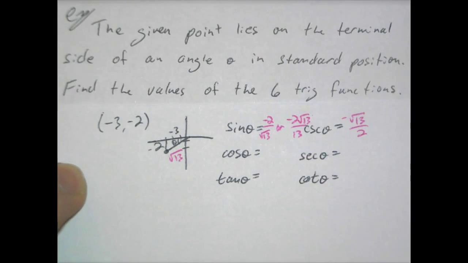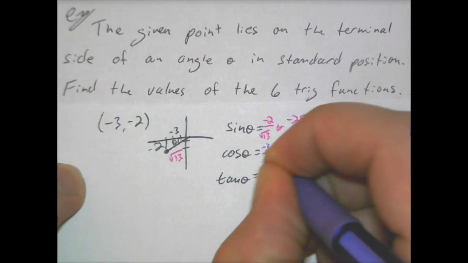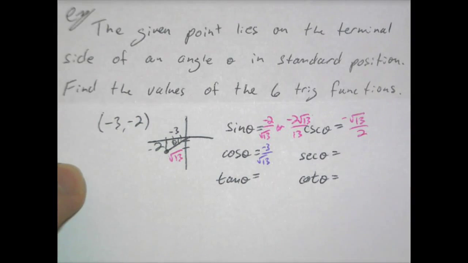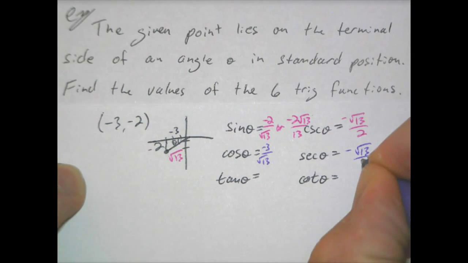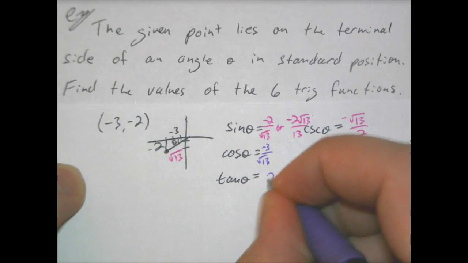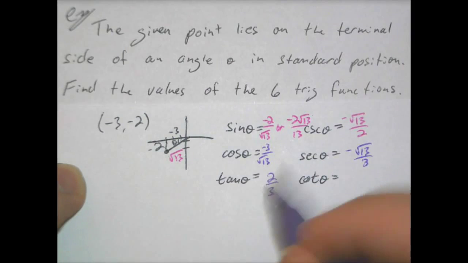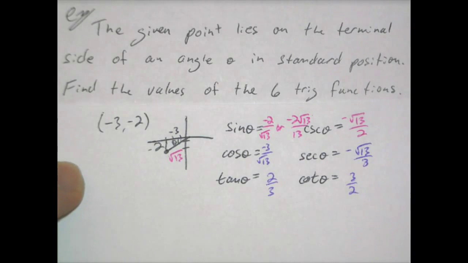Cosine, I have adjacent over hypotenuse, so negative 3 over root 13, or it could be rationalized. And secant would be root 13 over 3. Tangent would be opposite over adjacent, so 2 over 3. Negative divided by negative will make that a positive. Cotangent would be 3 over 2.